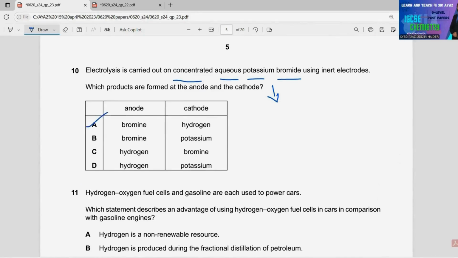So either A is correct. You have only A choice. That must be correct because we are not having a hydrogen at cathode in other cases. So all the B, C, and D is incorrect. You will get bromine at the anode. So A must be the right answer in this case.